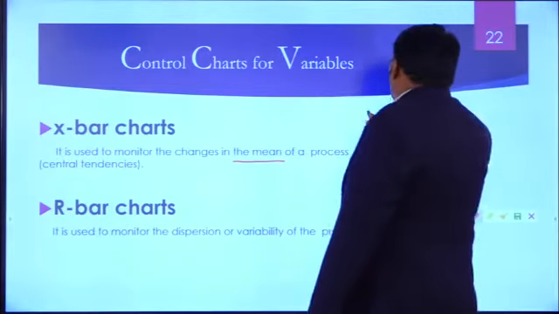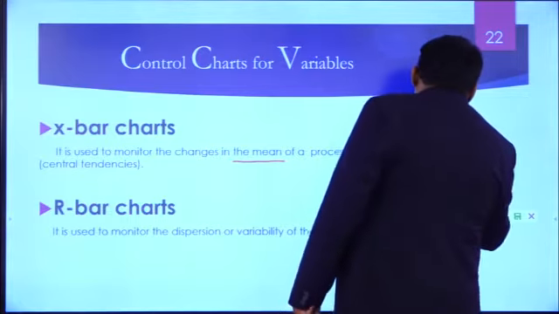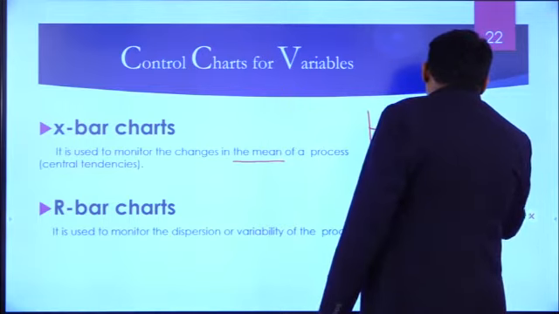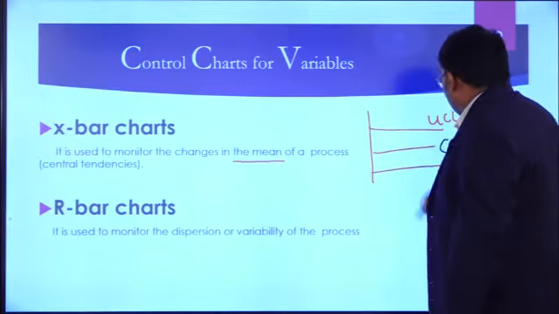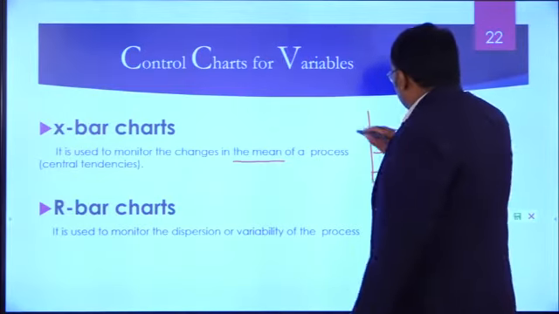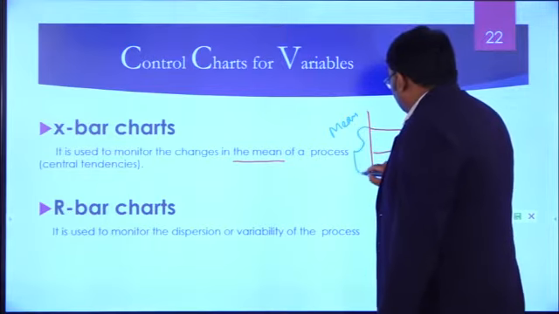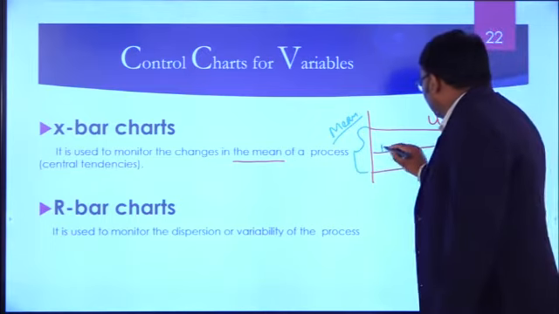How? The control limits we have drawn are UCL, LCL and CL. How is it that we have derived this UCL? Using the mean. We have derived these limits using the mean as such. Now, this is derived through the mean as such. Now, mean is what? This is the mean.